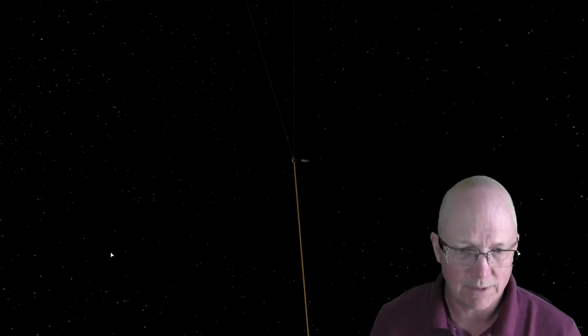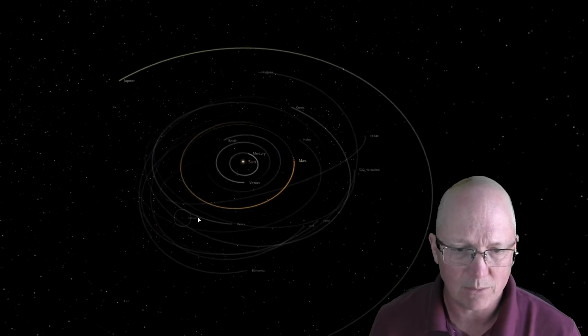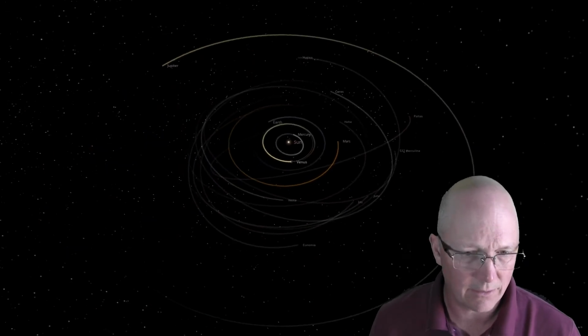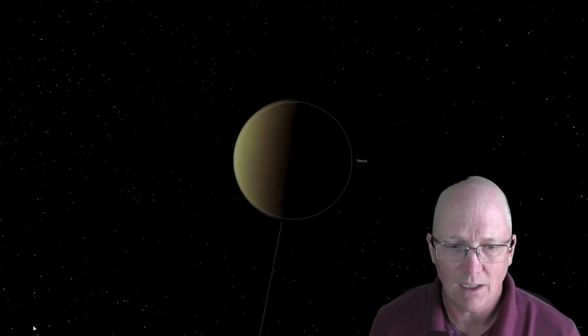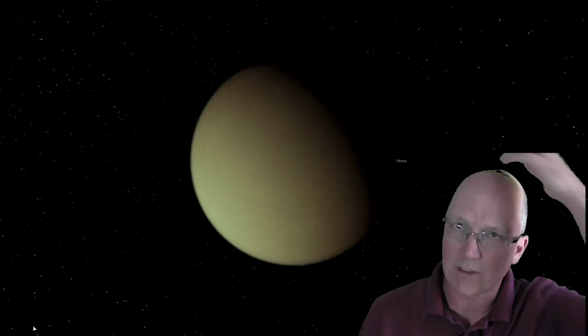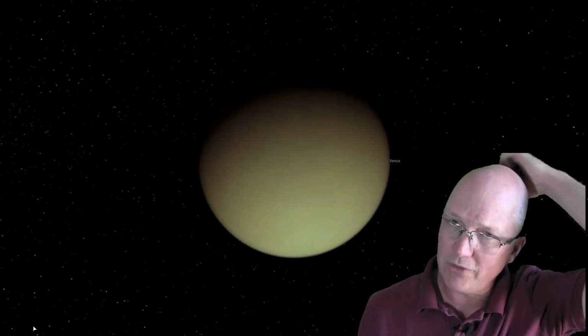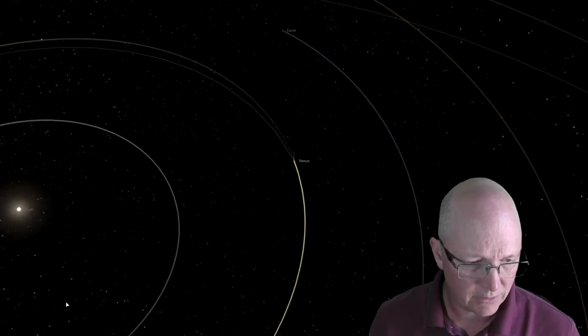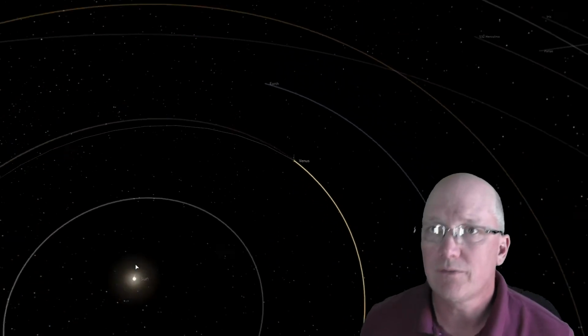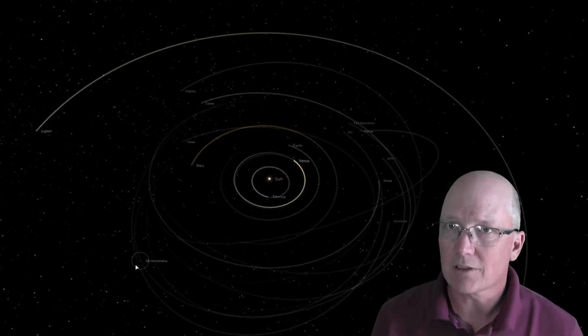For example, if I look in on Venus, which is about the same size as the Earth, we're going to see that it is rotating in the other direction. So Venus is actually rotating clockwise compared to the rest of the planets. So the second thing we'll notice about our solar system is that most of the planets rotate counterclockwise, but not all of them.